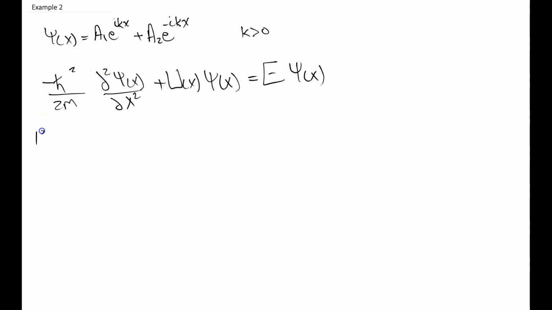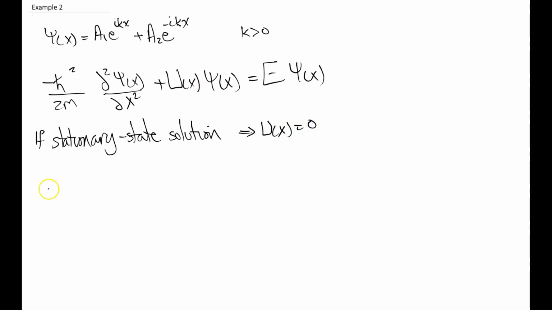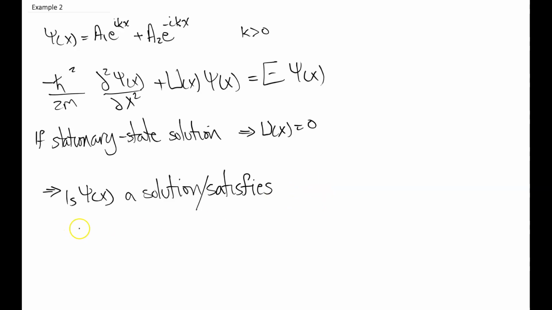So if it is a stationary state solution, it implies that U of x equals 0, and that means that we want to test whether psi of x is a solution or satisfies the equation minus h bar squared over 2m, second derivative of psi with respect to x. Does that equal E times psi of x?